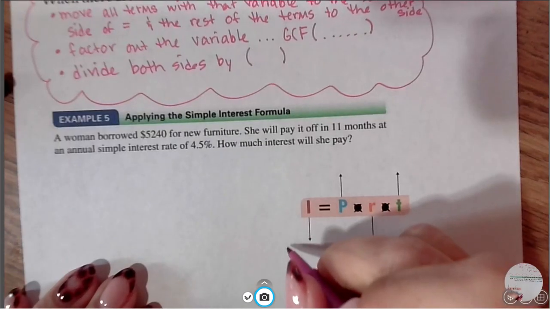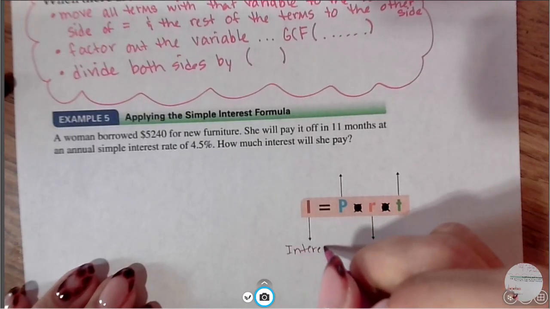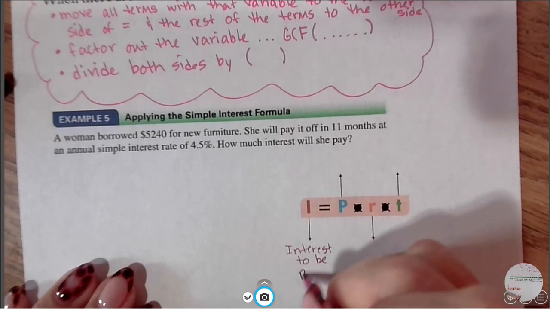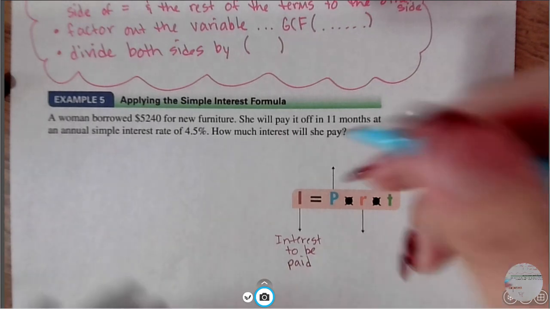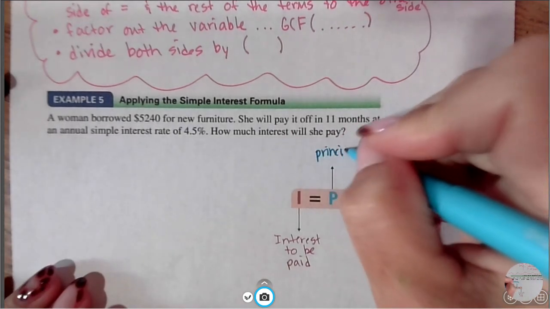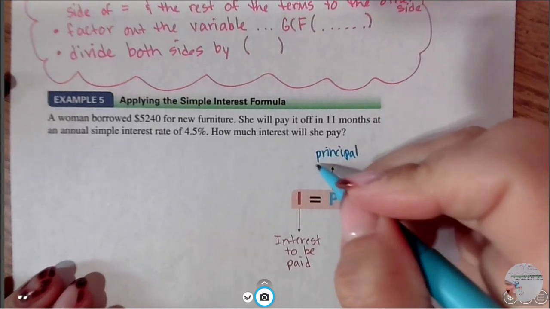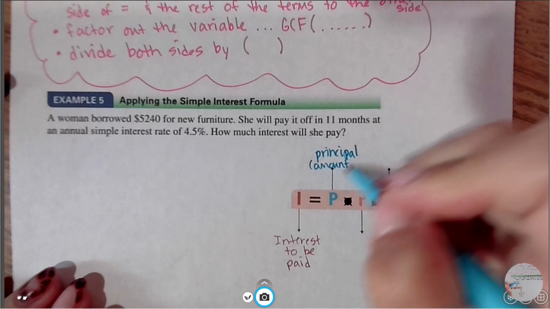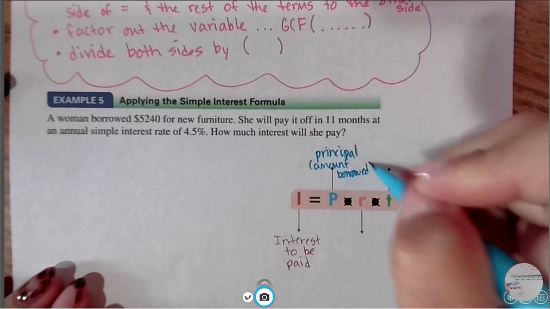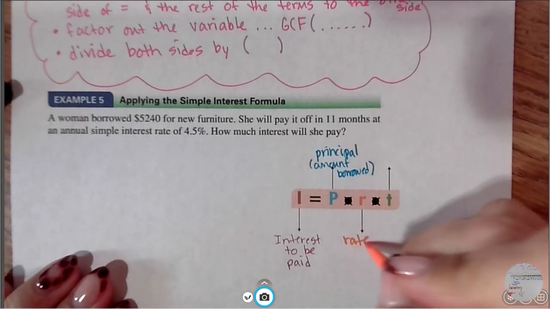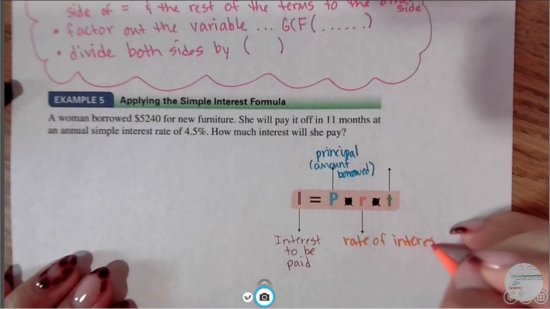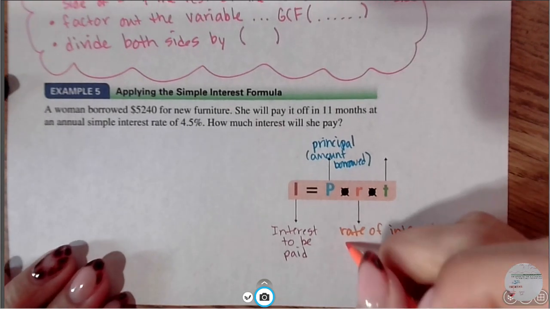I is the interest that will need to be paid. So you're borrowing money or lending money, and they have to pay back the amount they borrowed plus interest. So that's that. P is the principal, or the amount borrowed. R is the interest rate, or rate of interest. The thing about the rate of interest is that it has to be in decimal form.